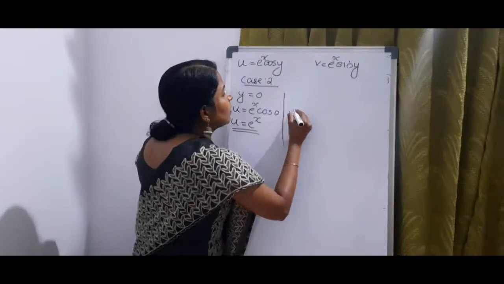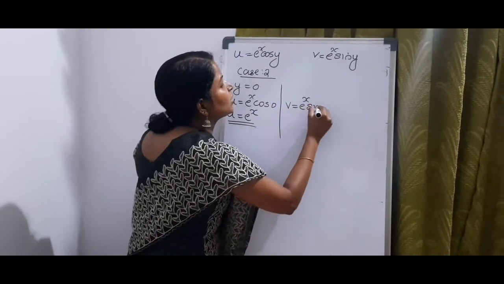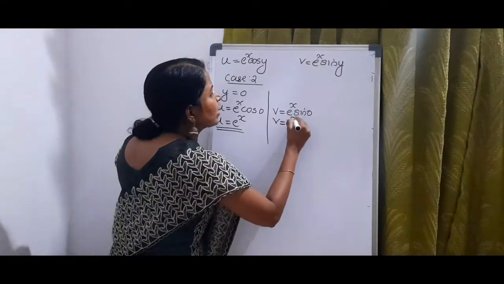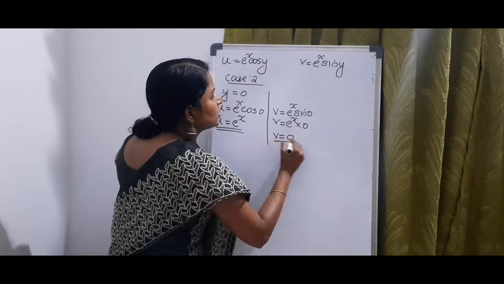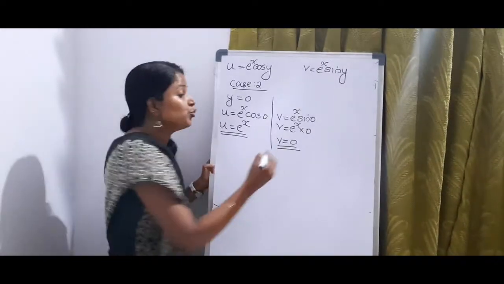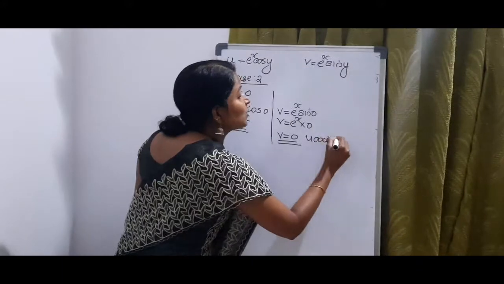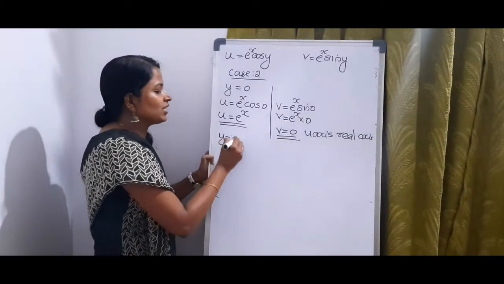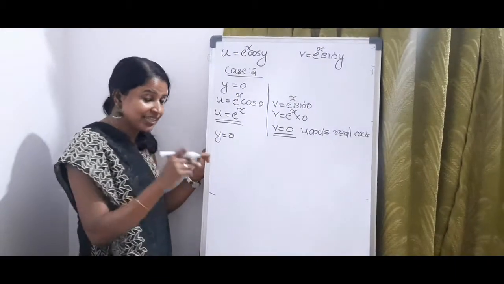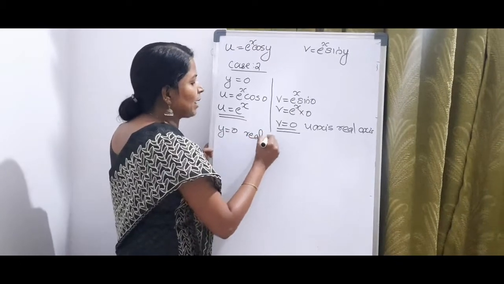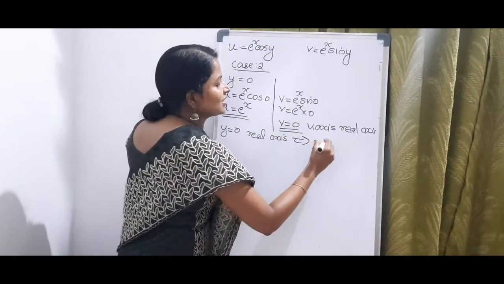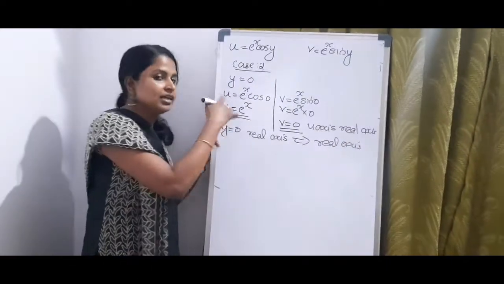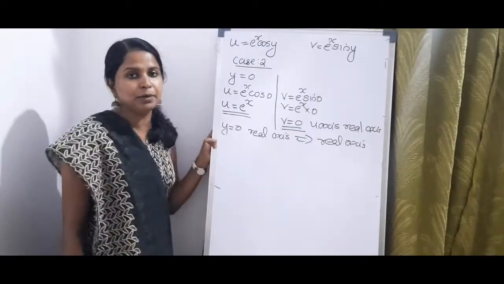Here v equals e raised to x into sin 0. Sin 0 is 0. So v equals e raised to x into 0, that is v equal to 0. V equal to 0 means the u axis, and the u axis means the real axis. So y equal to 0, which is the x axis, that is the real axis. The real axis in the z plane is mapped to the real axis in the w plane.